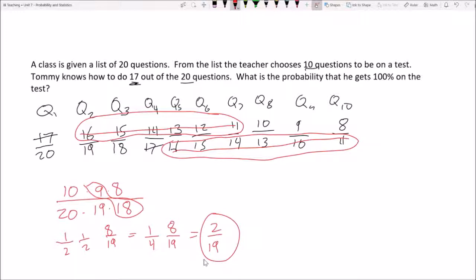So how can we apply this to ourselves? Guys, it's really, really hard to get 100% on a test, and this math, I hope, reveals a little bit of why. Because in order for you to not get 100%, you only have to miss 1 question. And if there's 3 questions out of 20 that you don't know, there's a pretty good chance that you're going to miss at least 1 question on the test.